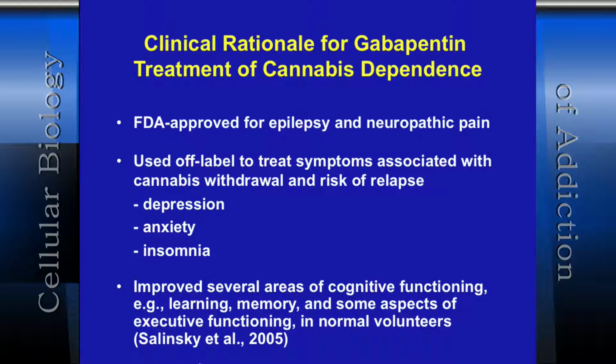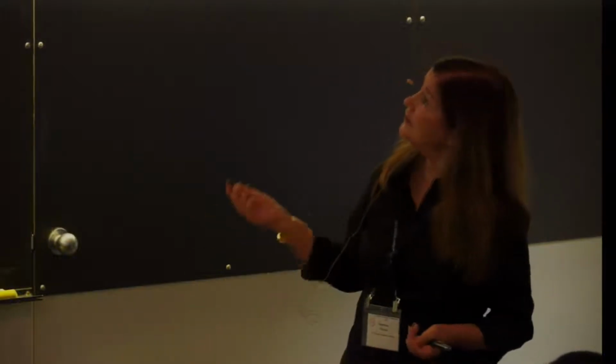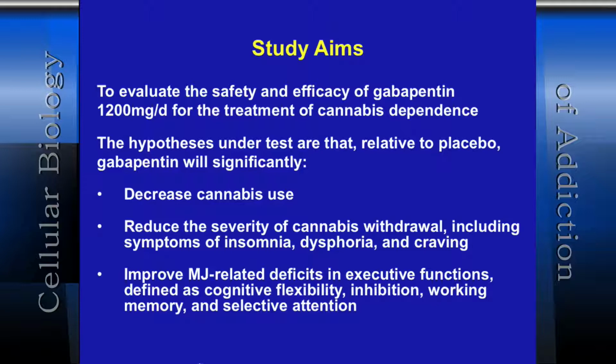So we decided we would conduct a small proof of concept randomized controlled trial. We had an R21 from NIDA, which allowed us to study 50 individuals with cannabis dependence to look at whether gabapentin would decrease cannabis use, reduce the severity of cannabis withdrawal, especially those symptoms of insomnia, dysphoria, and craving, and improve marijuana-related deficits in executive functions. Particularly cognitive flexibility, inhibition, working memory, and selective attention.